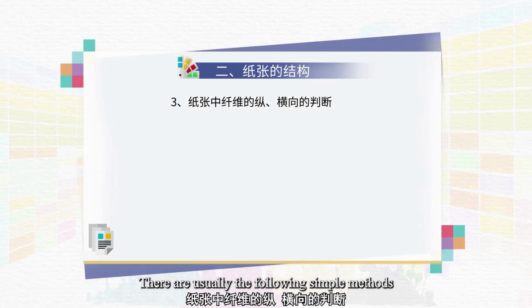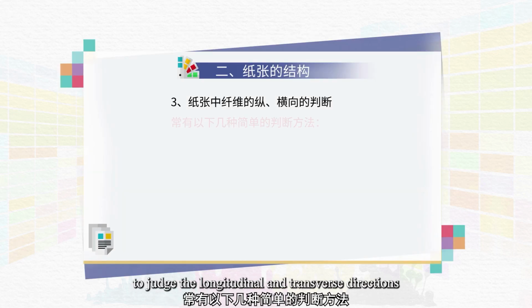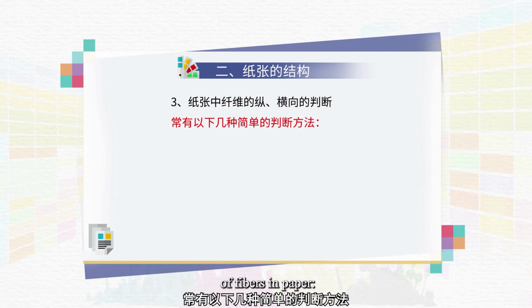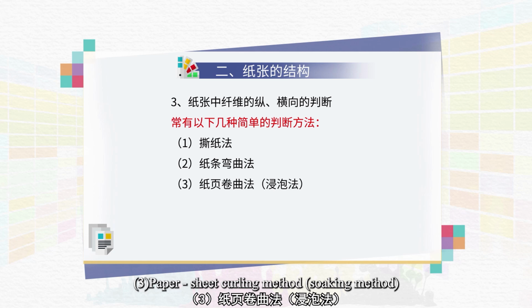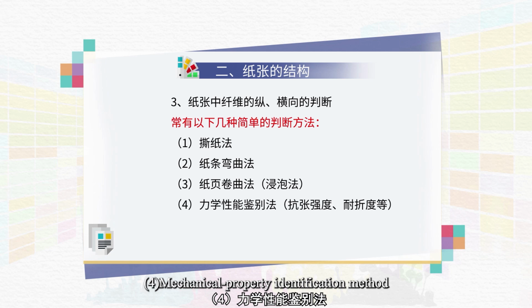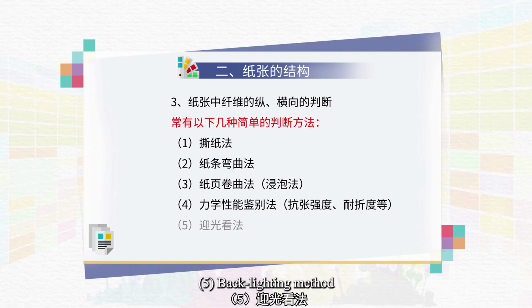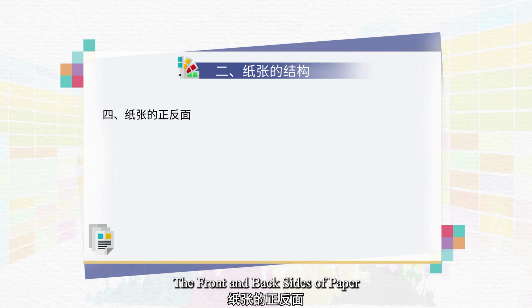There are usually the following simple methods to judge the longitudinal and transverse directions of fibers in paper. 1. Paper tearing method. 2. Strip bending method. 3. Sheet curling method, soaking method. 4. Mechanical property identification method: tensile strength, folding endurance, etc. 5. Back lighting method. The front and back sides of paper.